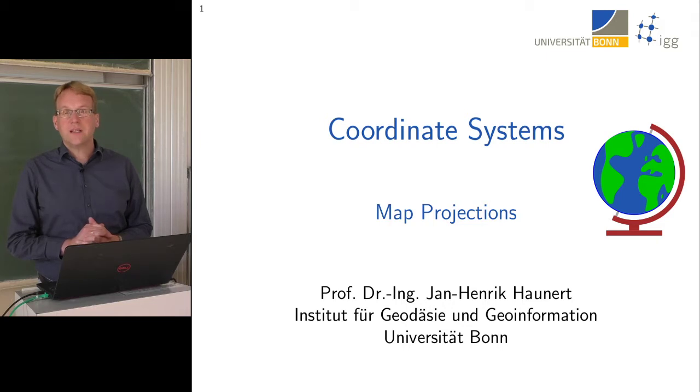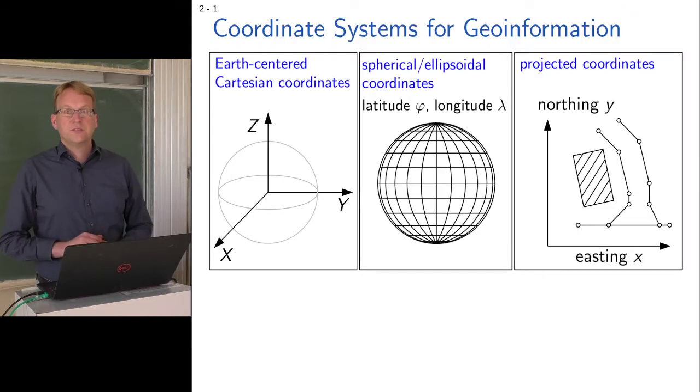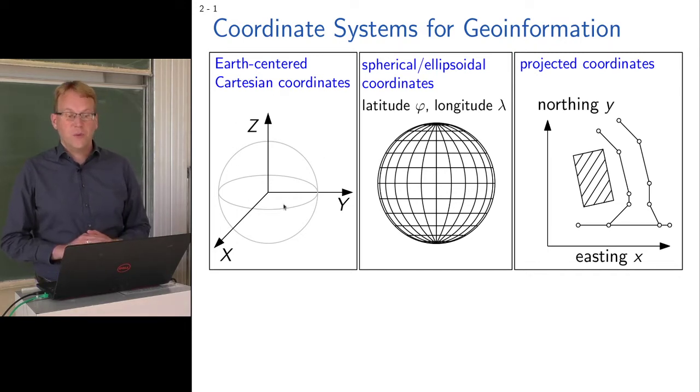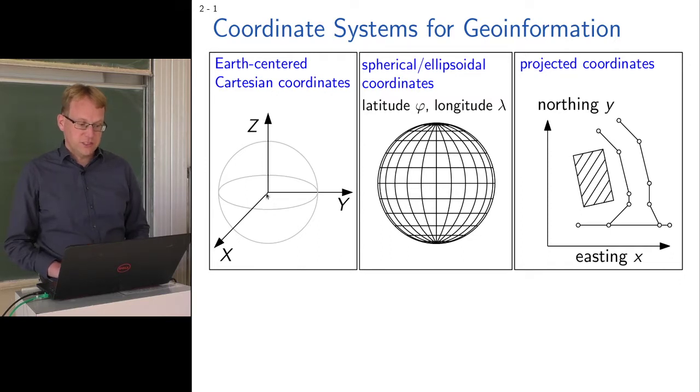Before I come to that, I would like to give a brief overview about the different types of coordinate systems that are used in geographic information systems and in geodesy in particular. First of all, what you know already is that we often have coordinates in this Earth-centered Cartesian coordinate system, where we have x, y, and z coordinates. It is Earth-centered, so the origin of the coordinate system is in the center of the Earth.